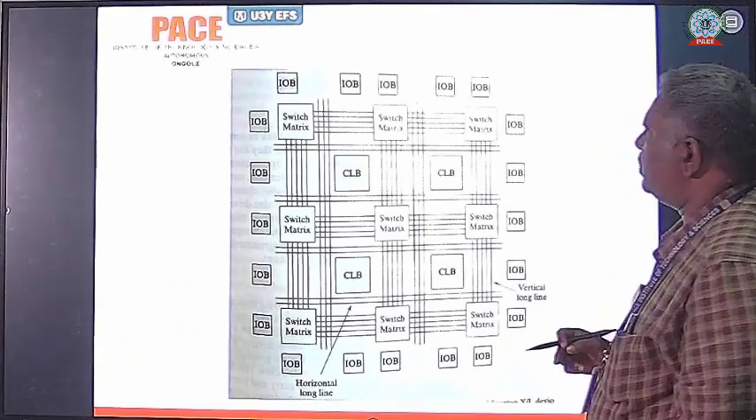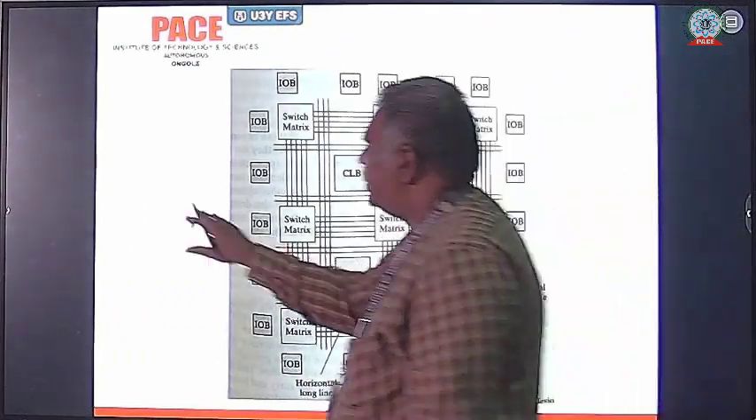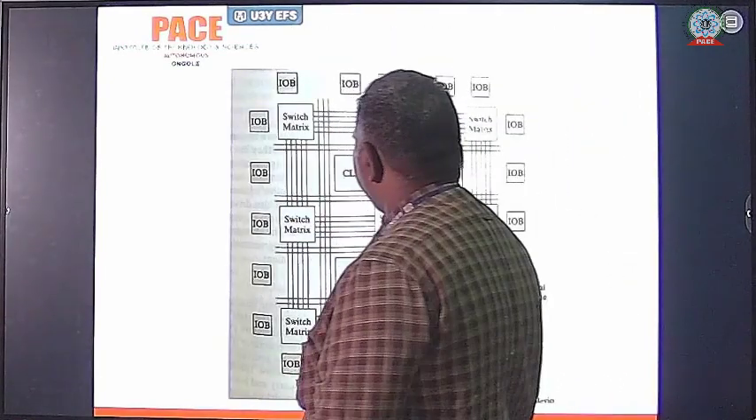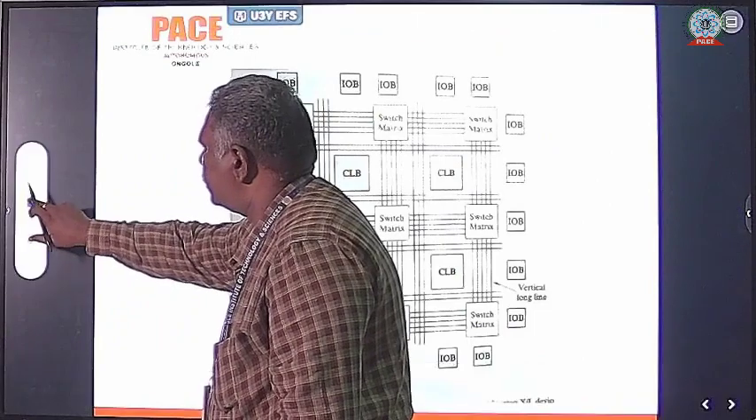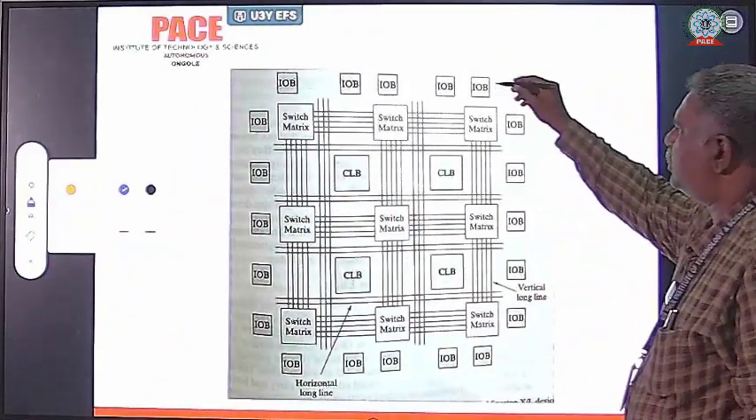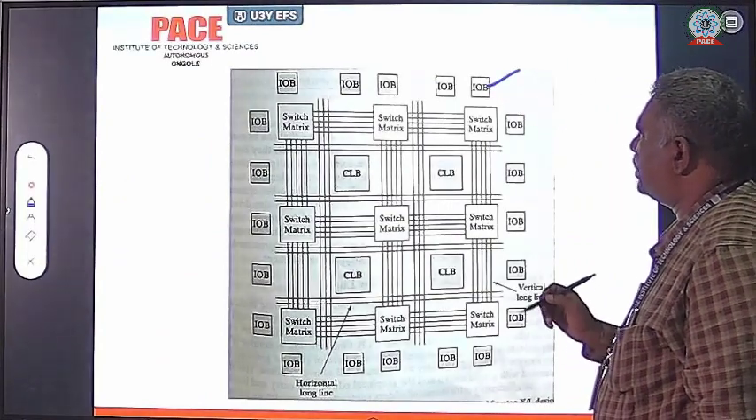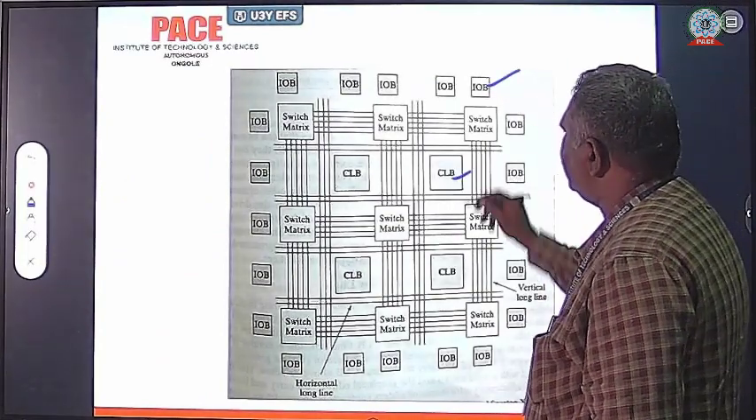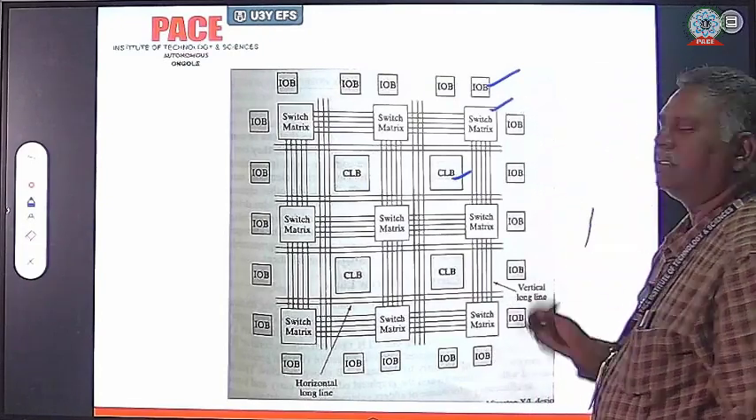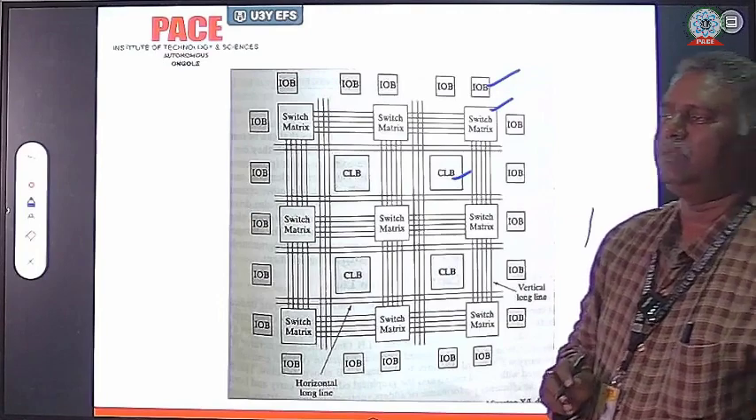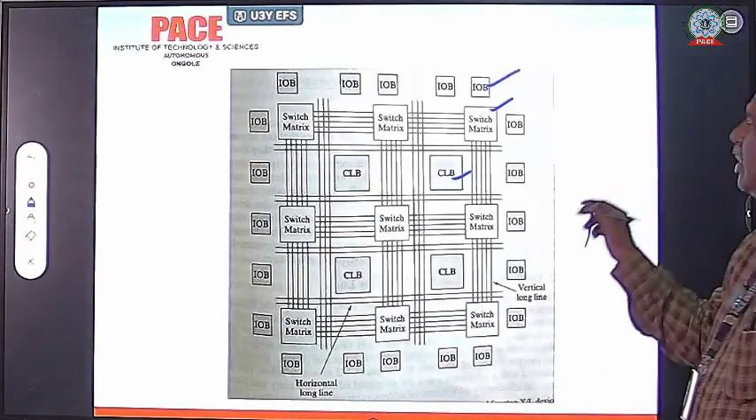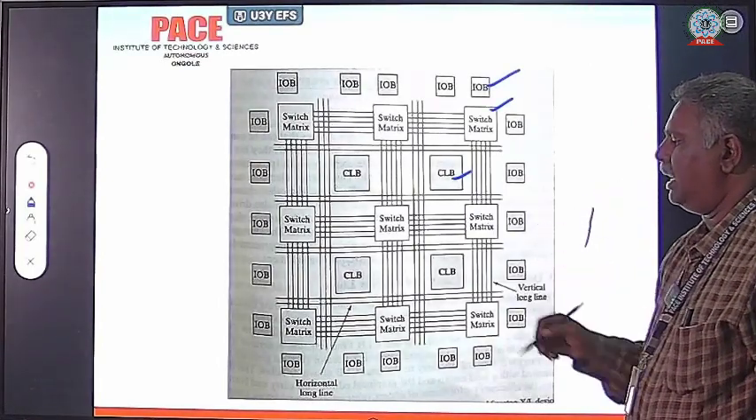In this we have the internal architecture. In this internal architecture we are going to see the input output blocks, as we have discussed previously, and the CLBs, which we also know. The additional advantage here is the switch matrix. In this design, the switch matrix plays a vital role. Due to this switch matrix, the time delay is reduced.